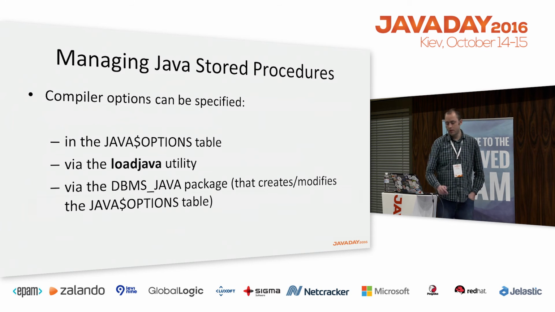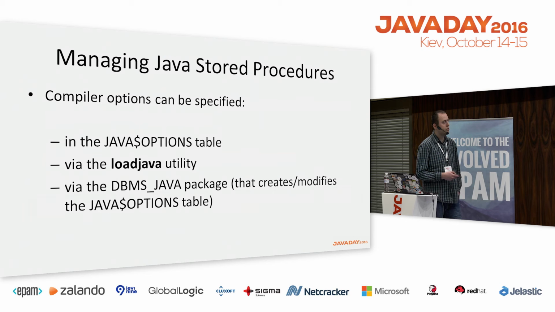In order to do this, we have a couple of options. One is to specify those compiler options when you load the source file using the loadjava utility. Another one is to modify directly the Java options table, which stores any JVM specific settings. And the third option is to use functions and procedures provided by the RDBMS_JAVA package, which operates directly on that Java options table. They are more convenient to use than writing queries to update this Java options table. So these are three ways you can specify compiler settings.